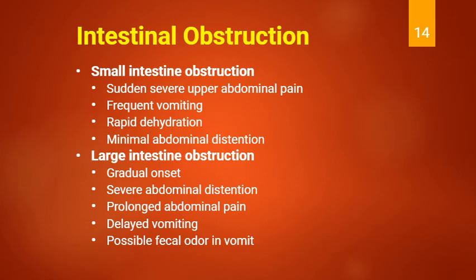The symptoms of intestinal obstruction vary depending on where the blockage occurs. When the obstruction occurs high in the small intestine, symptoms usually appear suddenly. Patients may experience sharp upper abdominal pain, frequent vomiting, and rapid dehydration. Because the blockage is higher in the digestive tract, there is usually less abdominal distension. In contrast, large intestine obstructions tend to develop more gradually. Patients often experience significant abdominal distension, prolonged abdominal pain associated with peristaltic waves, and delayed vomiting. In severe cases, the vomitus may have a fecal odor, which suggests a complete intestinal obstruction.